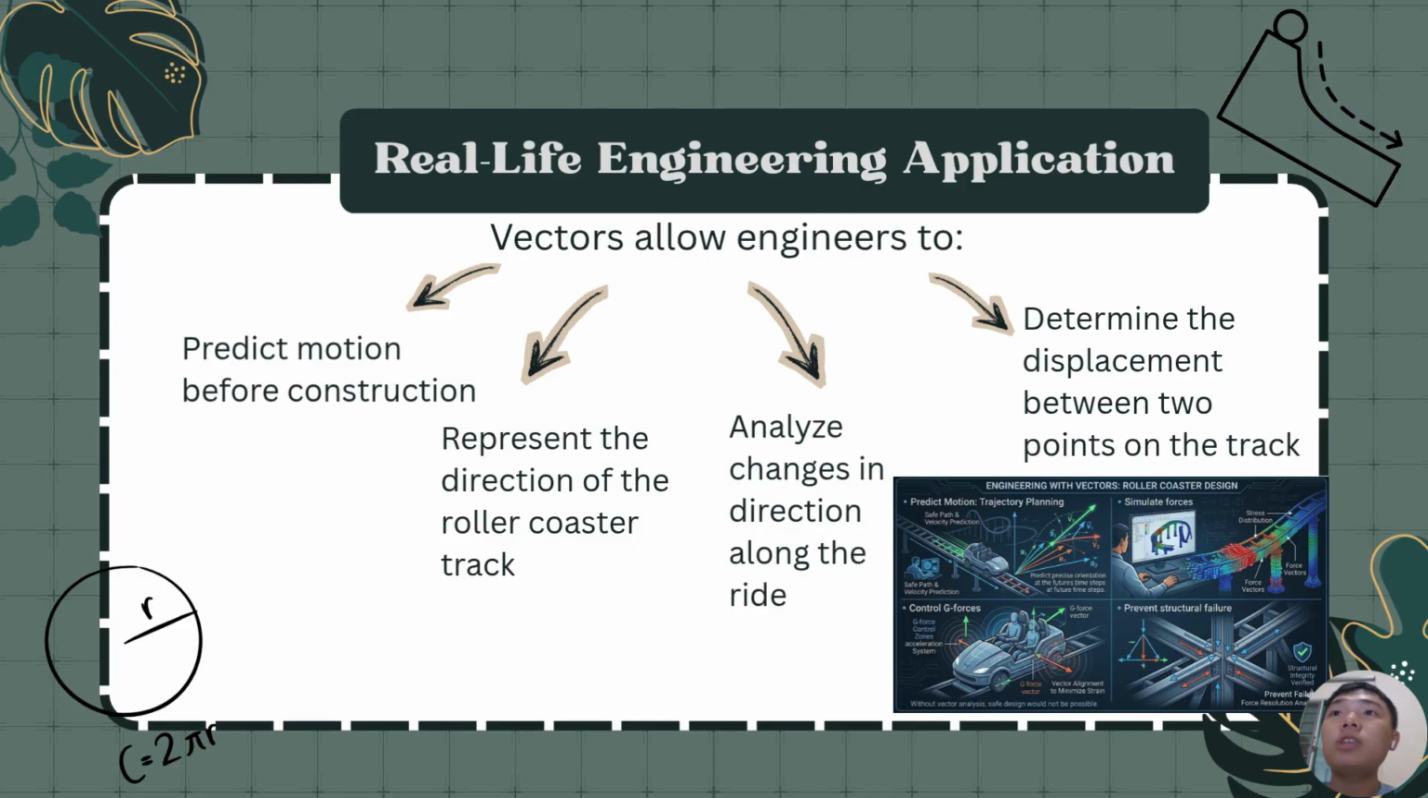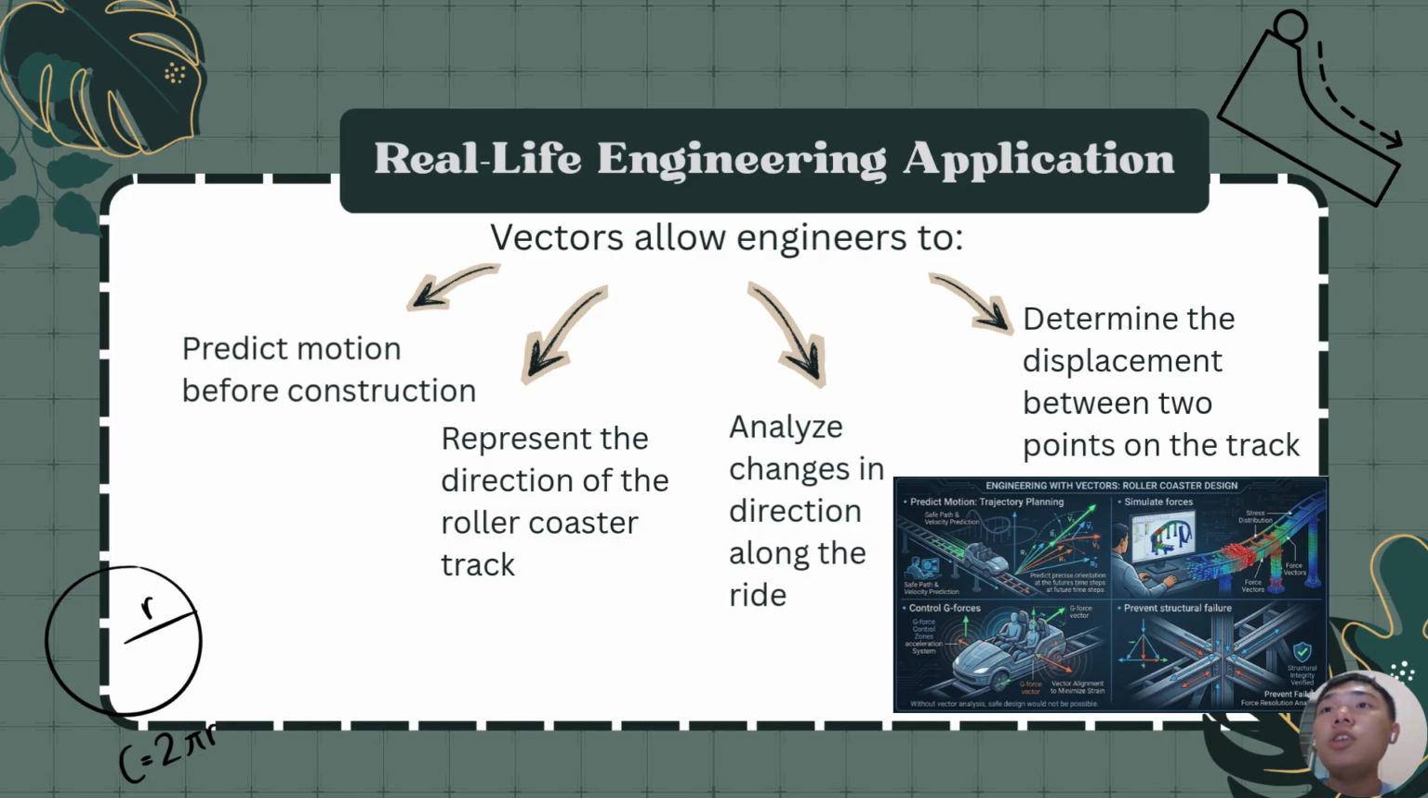Each section of the track has a specific direction, whether it is straight, curved, going upward, or downward. Factors help engineers describe this direction clearly and visualize the full track layout. Next, factors help engineers analyze changes in direction along the ride. A roller coaster constantly changes direction through turns and slopes. By using factors, engineers can ensure these changes are smooth, which involves both safety and passengers' comfort.